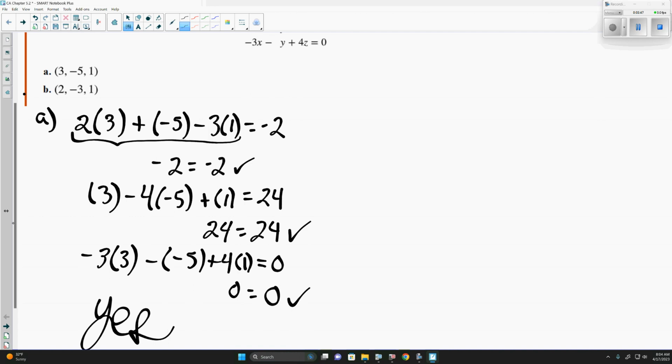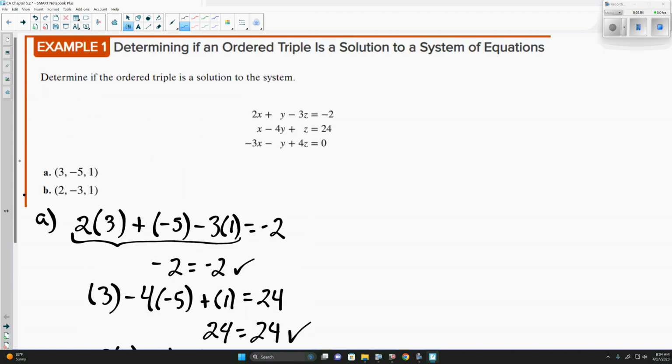Any questions on this first one here? And we could do this again with B. So we can plug the point 2, negative 3, 1 into each one of these here. So for the first one, we'd say 2 times 2 plus negative 3 minus 3 times 1 is equal to negative 2.